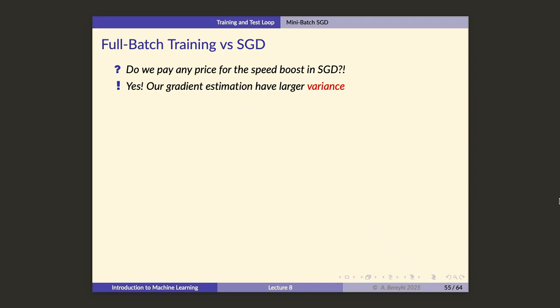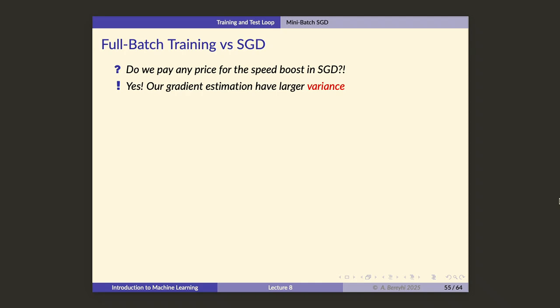I mean, we're getting from a super slow algorithm into a super fast algorithm. Shouldn't there be anything that we pay? Any idea? What is the price that we are paying here? What is getting worse when we are increasing the speed? The quality of those gradients, right?